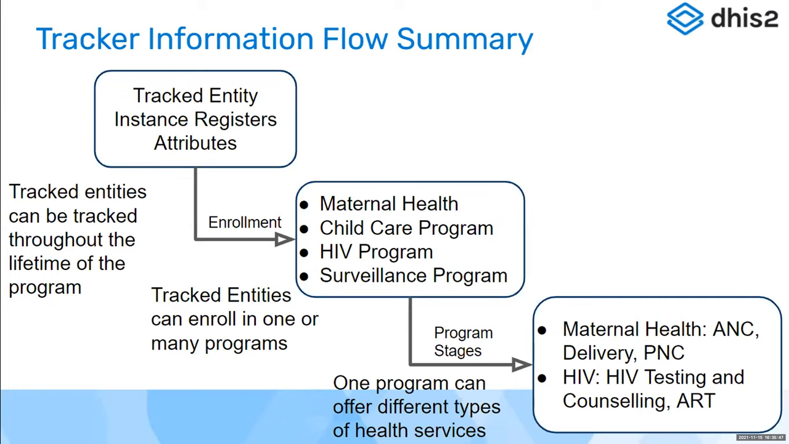So we can see here that we have, more or less, a summary, where we have the tracked entity instance registered. It has the attributes within, and these tracked entity instances and their attributes can now be attached or enrolled to a certain program. And once they are part of the program, that's when you are able to monitor the information for each specific program. For instance, you could enroll people to the maternal health program. But moving forward, you could be tracking the ANC, the delivery, or the postnatal part of it as well.